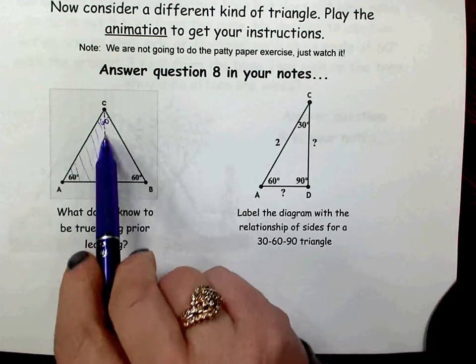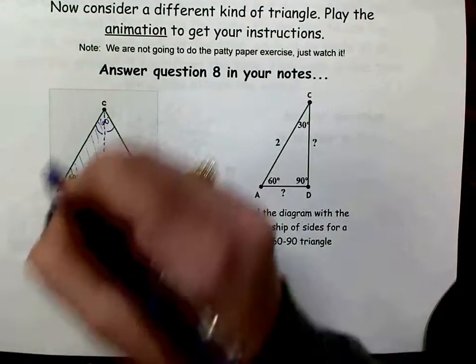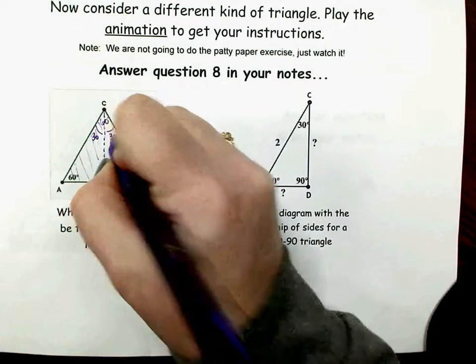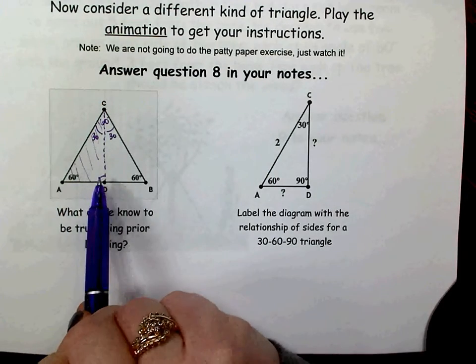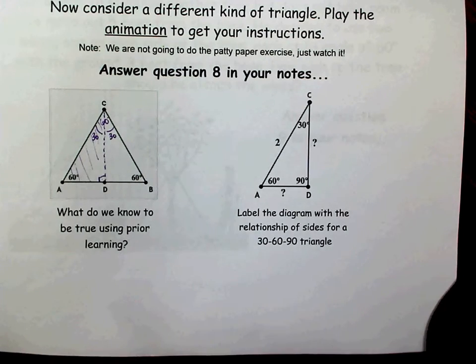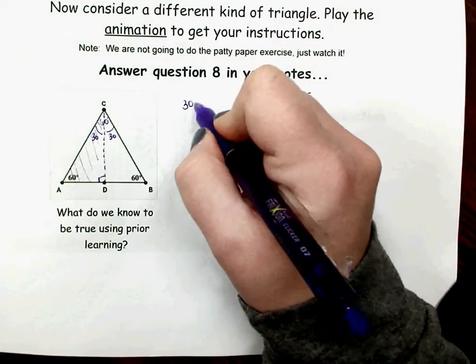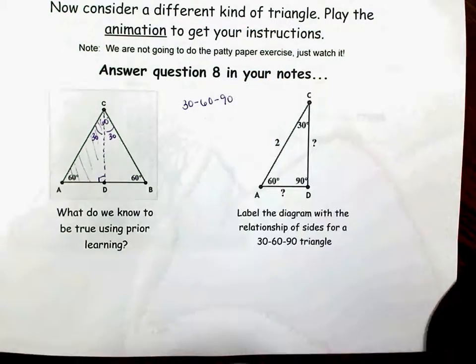Remember, if you draw the altitude from the 60-degree angle, you're splitting this angle in half. And so each one of those is 30 degrees. You know that also because 90 plus 60 is 150, which leaves you 30 degrees for that angle right there. And so this is what's called the 30, 60, 90 triangle. It's our second special right triangle.